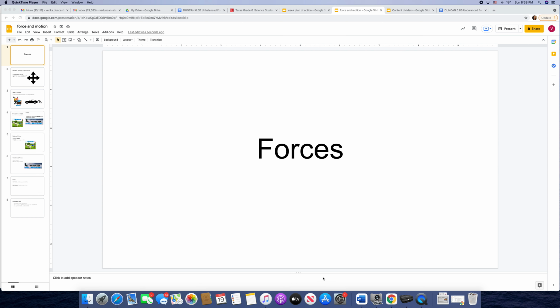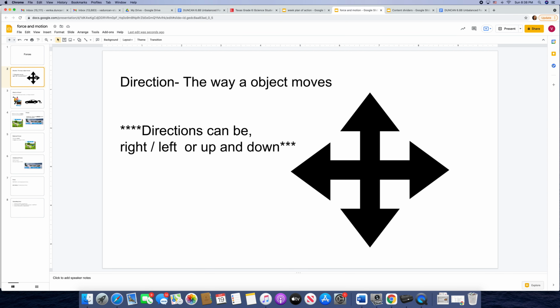Before we start talking about force, let's discuss something that you may be more familiar with. That is direction. Direction is simply the way an object moves. Direction can be right, left, or up and down.